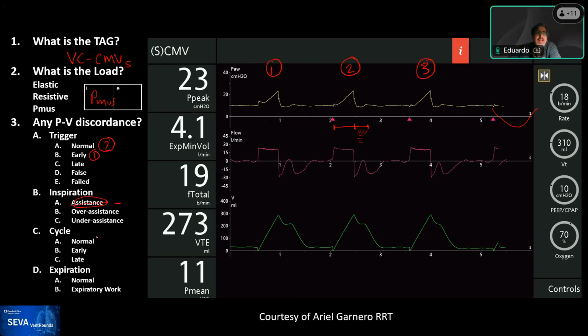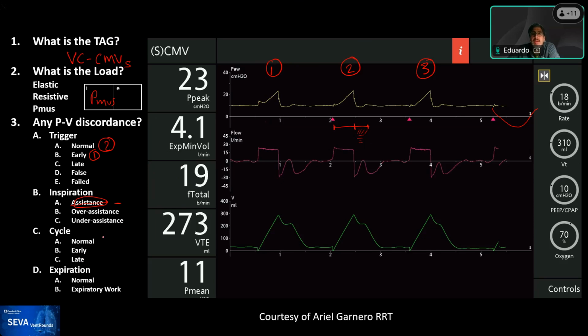So great job. And then in terms of cycle, for breath 1, we're not going to read breath 1 because we know that's an early trigger. And so that gets just the name of early trigger. That's it. But for breath 2 and 3, is this normal, early, or late?